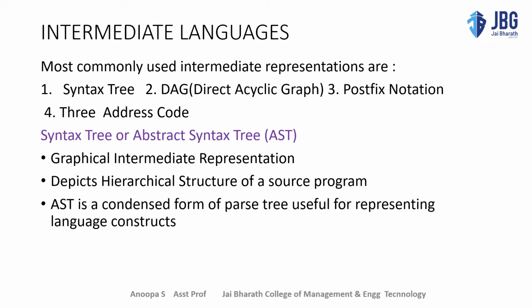Now, intermediate languages. Commonly used intermediate representations are syntax trees, directed acyclic graph, postfix notation, and three-address code. So now we will discuss each of them in detail. First one is the syntax tree or abstract syntax tree, usually represented by the short form AST. So it is a graphical intermediate representation and it depicts the hierarchical structure of the source program, and it differs from the parse tree. Okay, so it is a condensed form of the parse tree useful for representing language constructs.